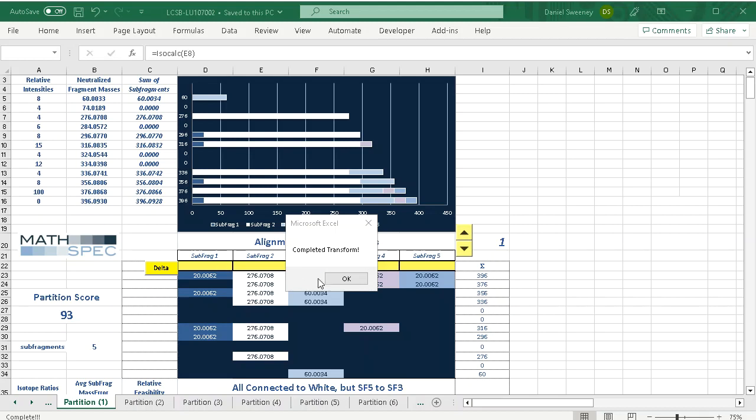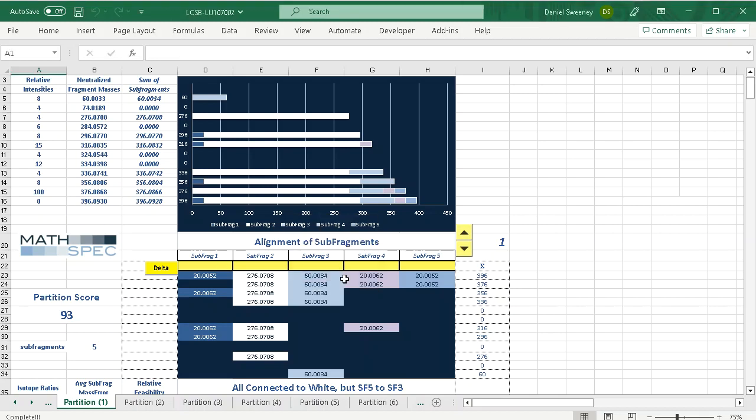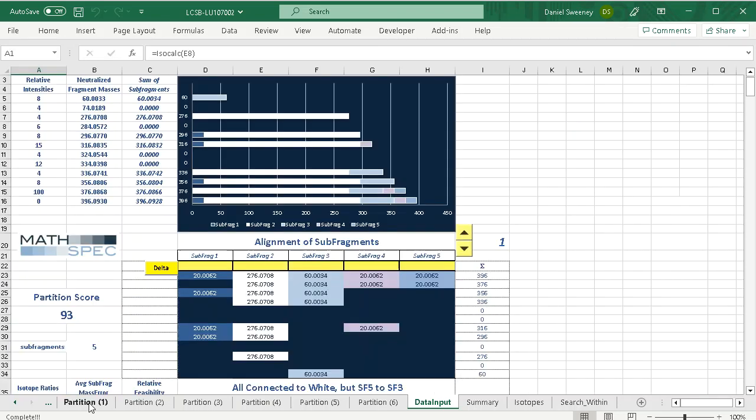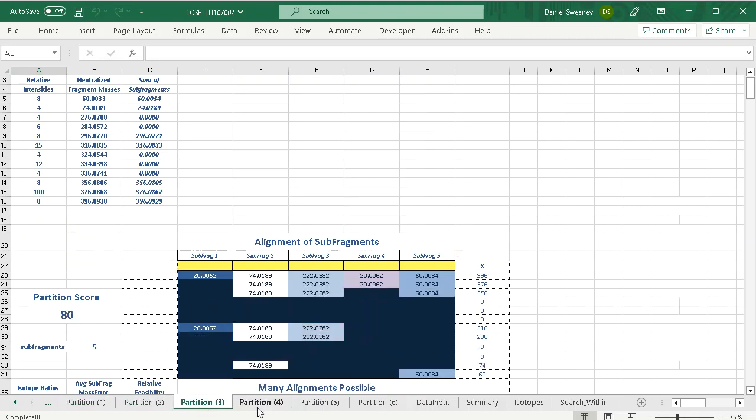So it's completed the transform. If I expand this bottom part here, go to data input, it took 275 seconds, about 4.5 minutes or so, to generate these results here. The partition scores look pretty good here.